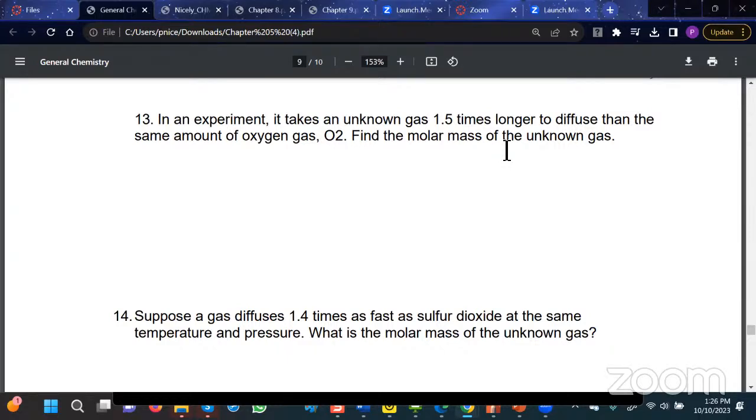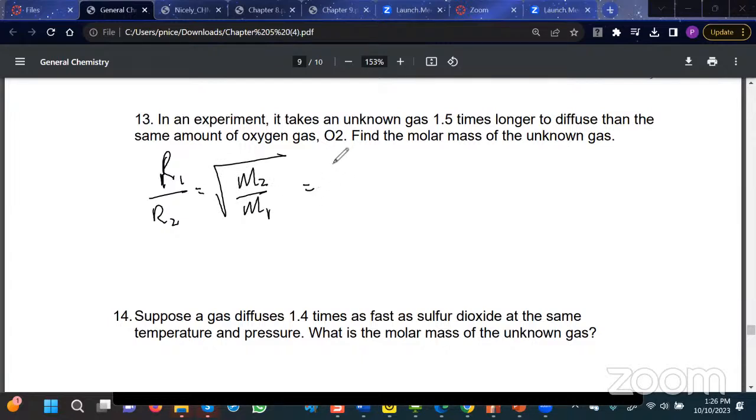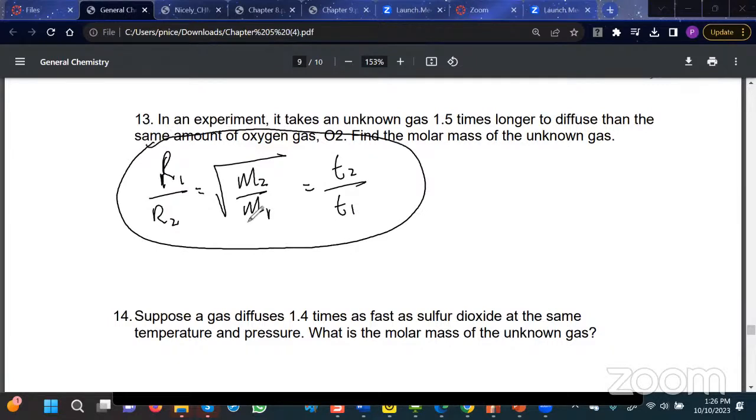Okay, so let me remind you of the equation that we used earlier, which is Graham's law. The rate of effusion of gas 1 divided by the rate of effusion of gas 2 is equal to the square root of the molar mass of gas 2 divided by the molar mass of gas 1. And if we're going to include time of effusion, remember we said that rate and time are inversely proportional. So here we're going to have T2 divided by T1, right? Okay, so this is basically what you need to remember when it comes to effusion questions.